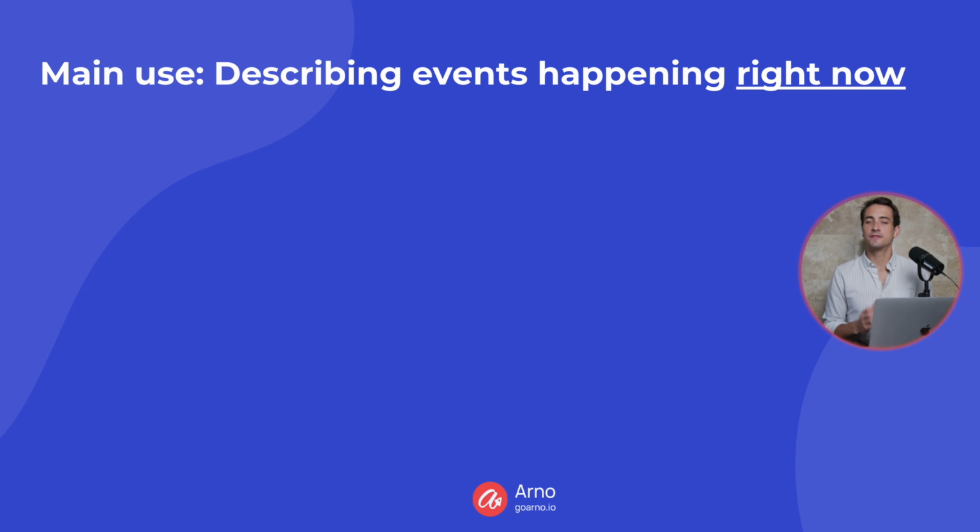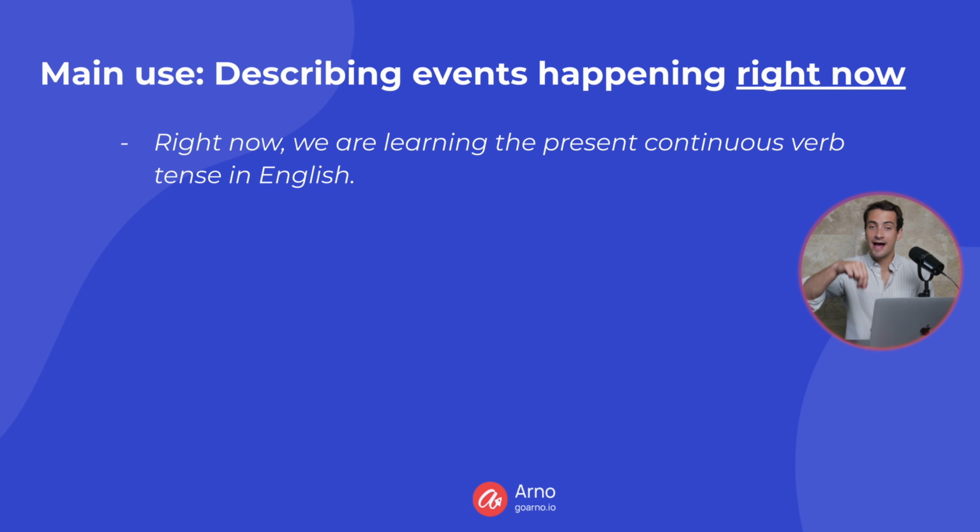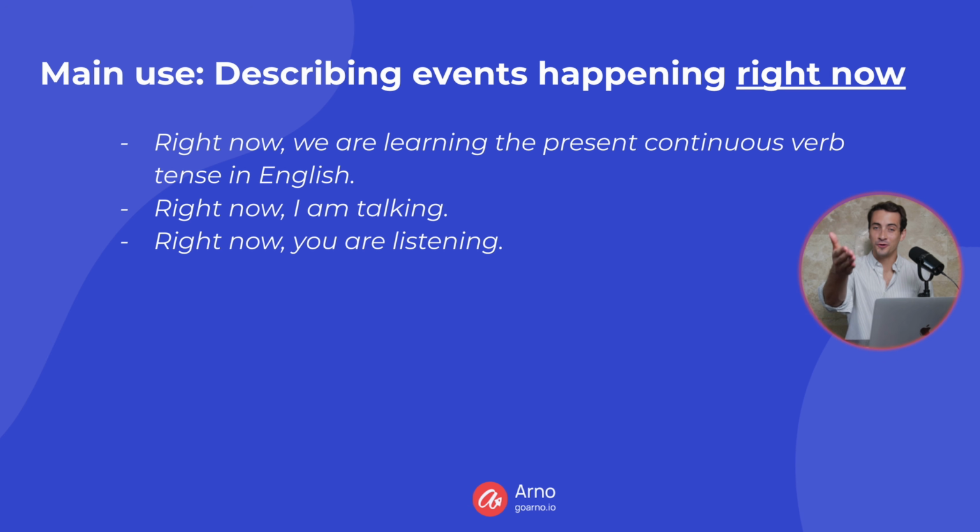You use the present continuous tense in English primarily to describe events happening right now. And that's why it's useful for picture description. So some examples. Right now, we are learning the present continuous verb tense in English. That's what's happening in this moment. Right now, I am talking. Right now, you are listening.